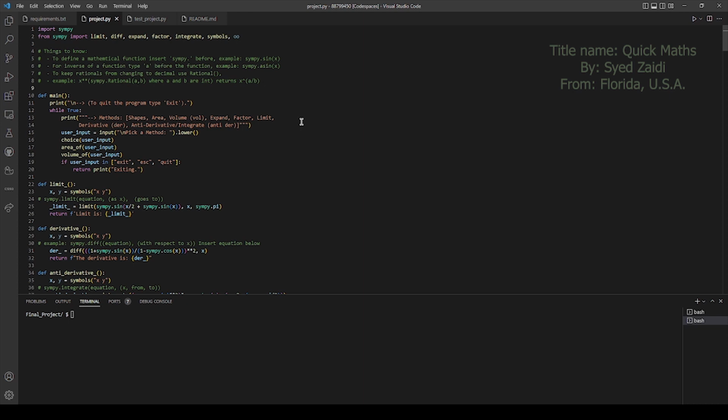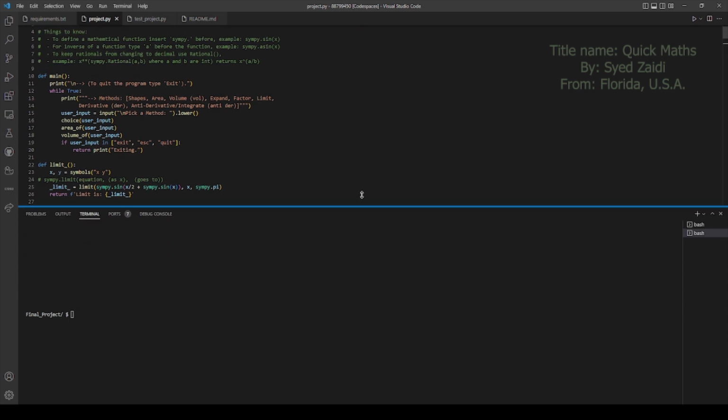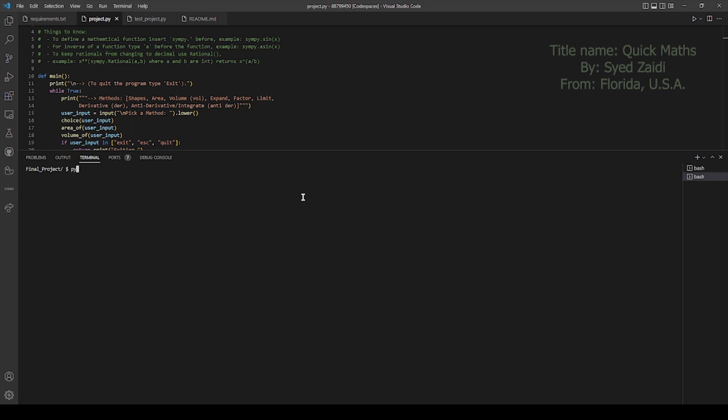Now this program I call Quick Maths. What this program is supposed to do is find the area, find the volume, expand, factor, find the limit, derivative, and the antiderivative. To make it easier to understand, let's pull this up and run this program, python project.py.